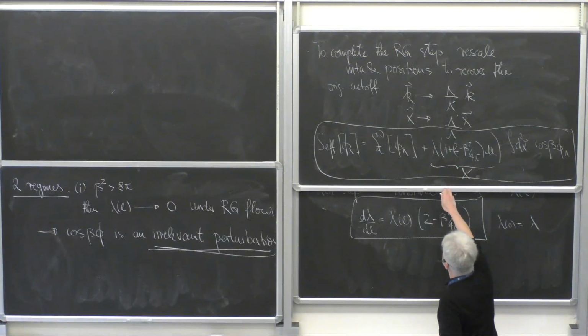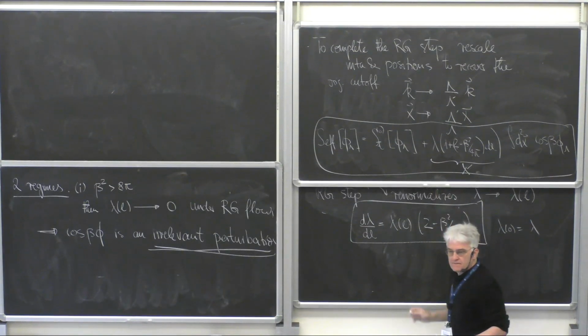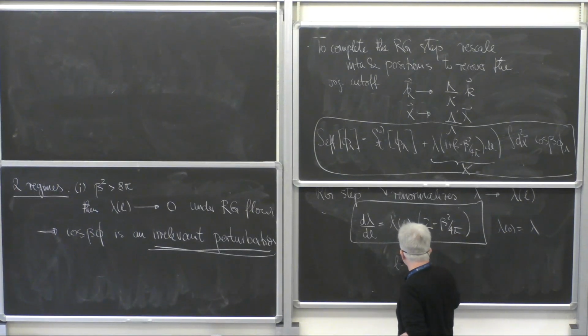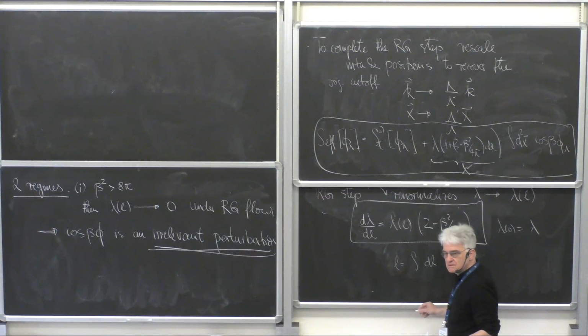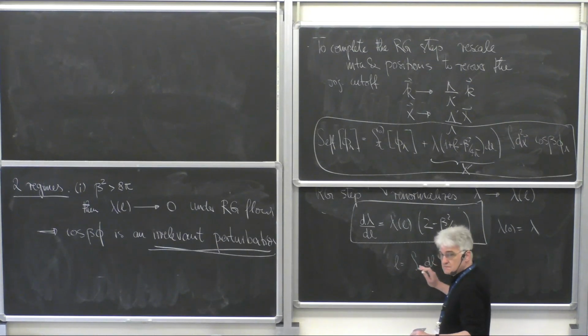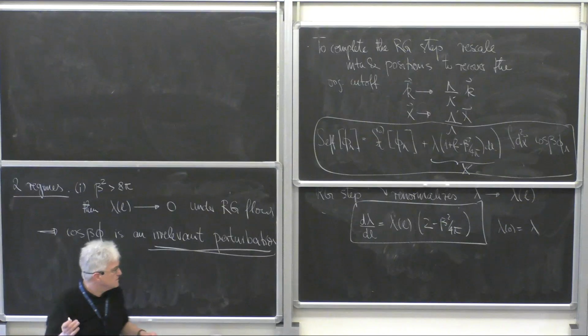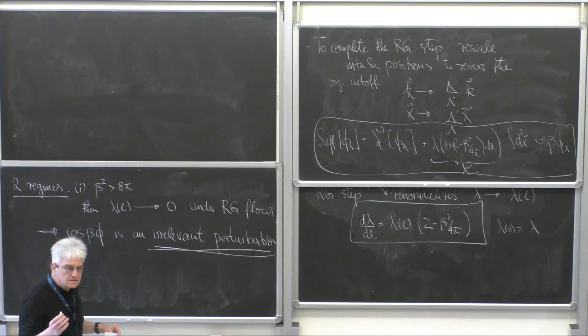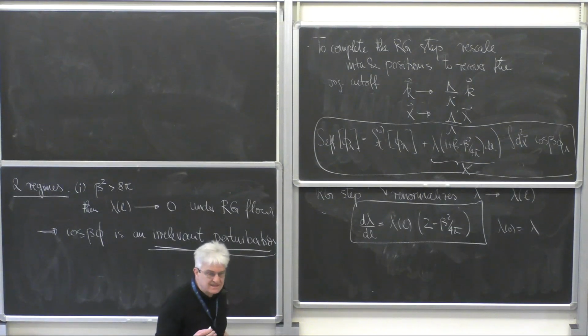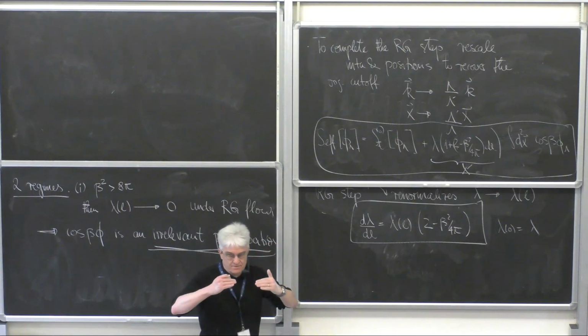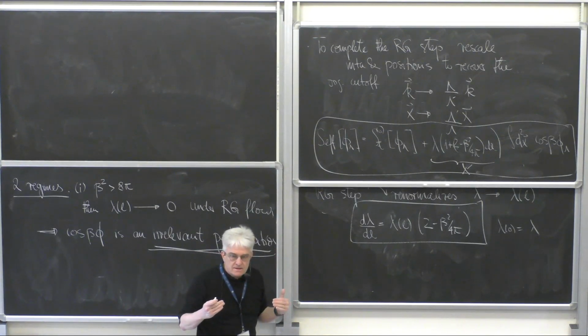What I defined for you was, so L is a scale, and L is essentially just the integral of dl. So I've done for you one step, but the idea is, of course, you can repeat this many, many times. So this is the idea behind RG.